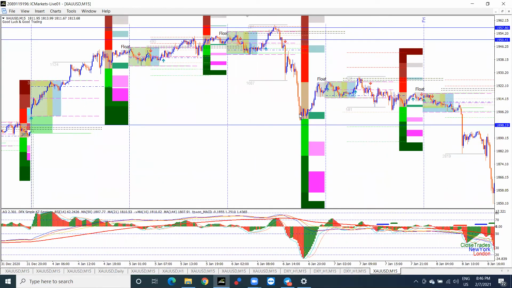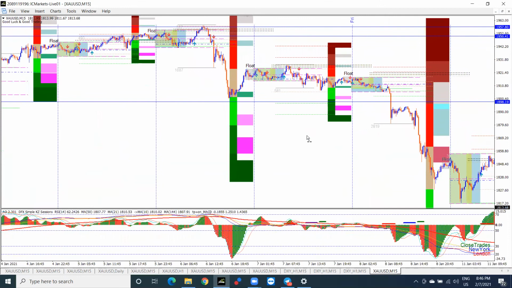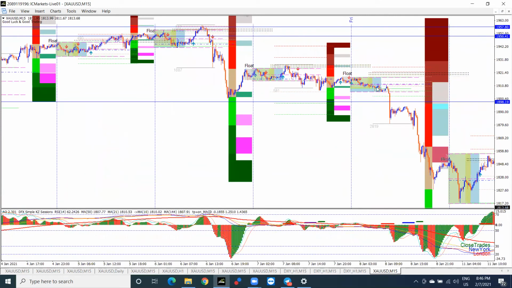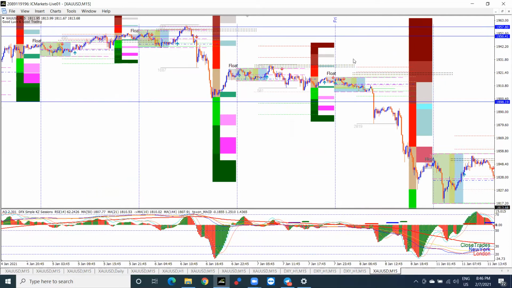On the first day, we didn't meet this, but a few days later, our target was hit. This one, but here we have one more signal for selling. Now, here one of the rules is not met also.